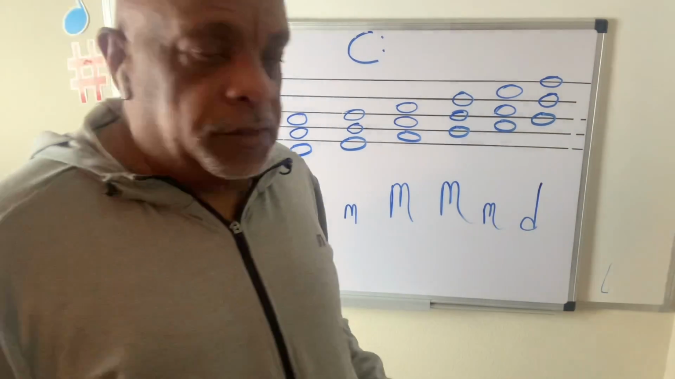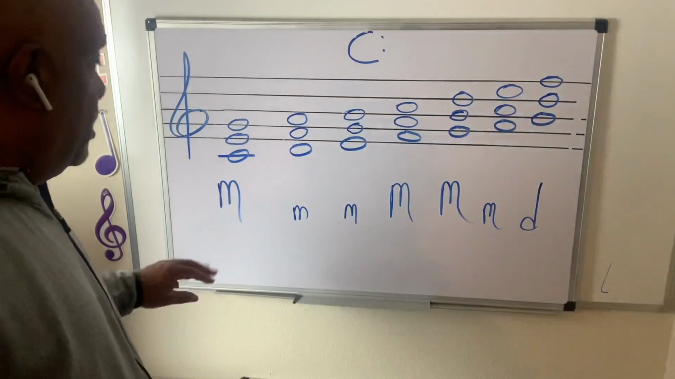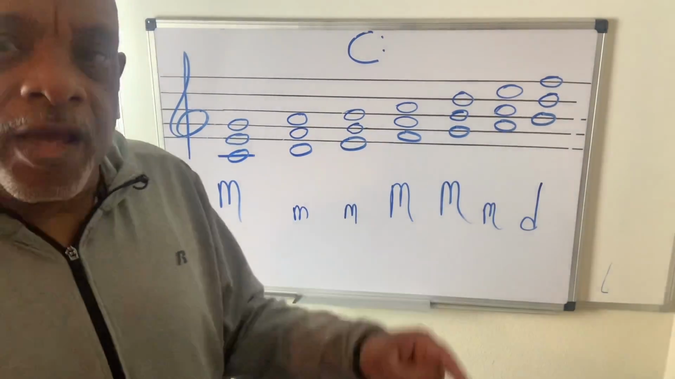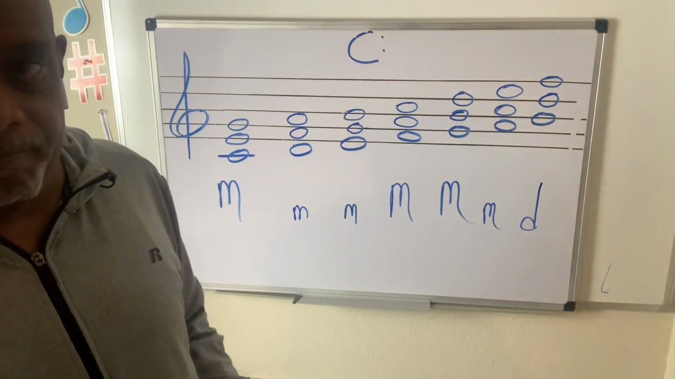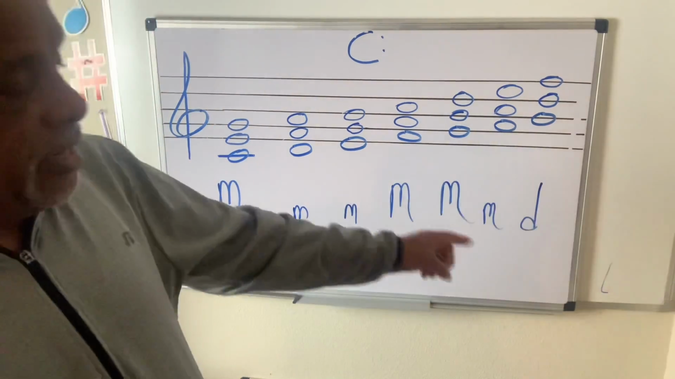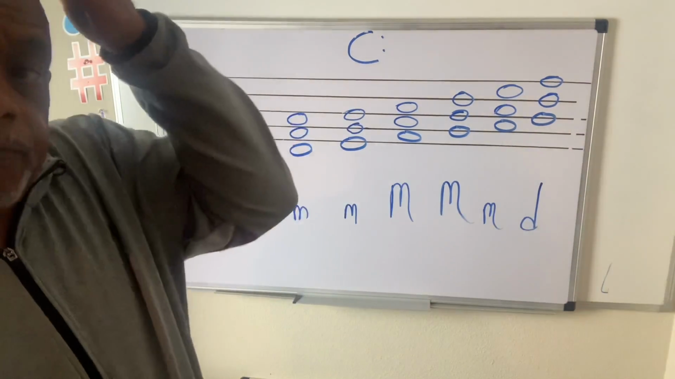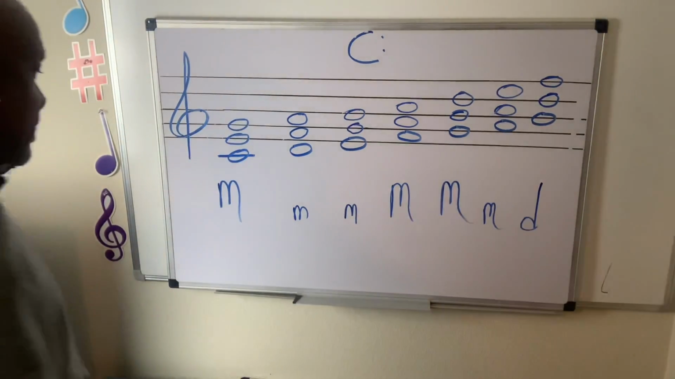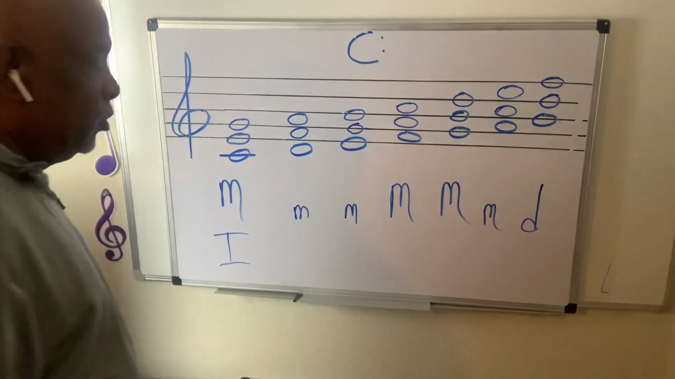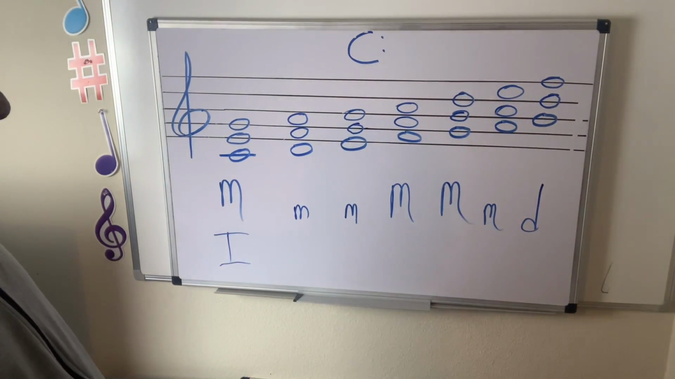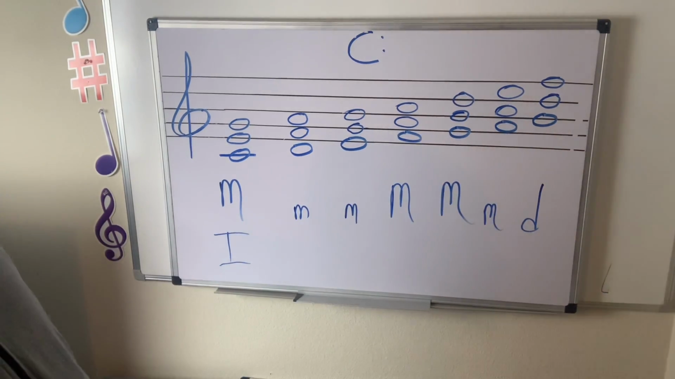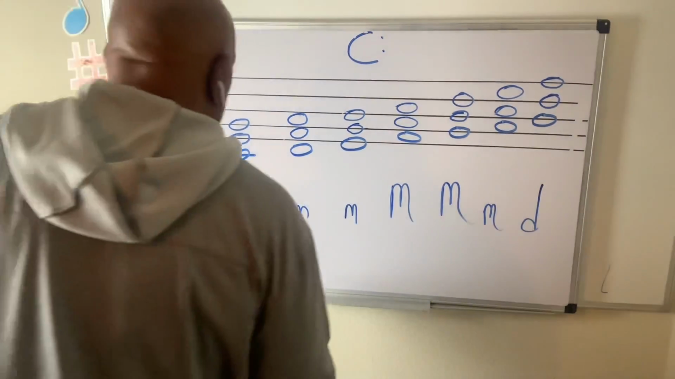Now, let's move on. We have the letters, I call it the letters, but now let's look at the Roman numeral way of saying this. All right, major is denoted by a capital Roman numeral. Okay, now that's your major. Your minor is noted by lowercase.